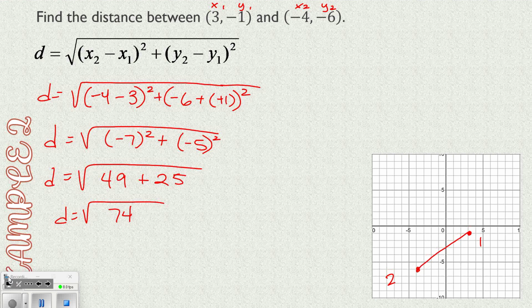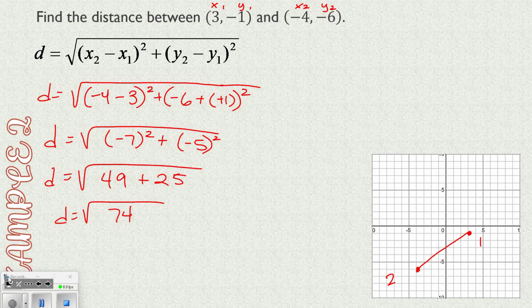But here's the problem. Now I got to simplify. So the square root of 74, just like we did in the warm-up, what goes into 74? 74 could be 37 and 2. Nothing else goes into 2. But guess what? Nothing else goes into 37 either. So I'm going to leave it as the square root of 74.